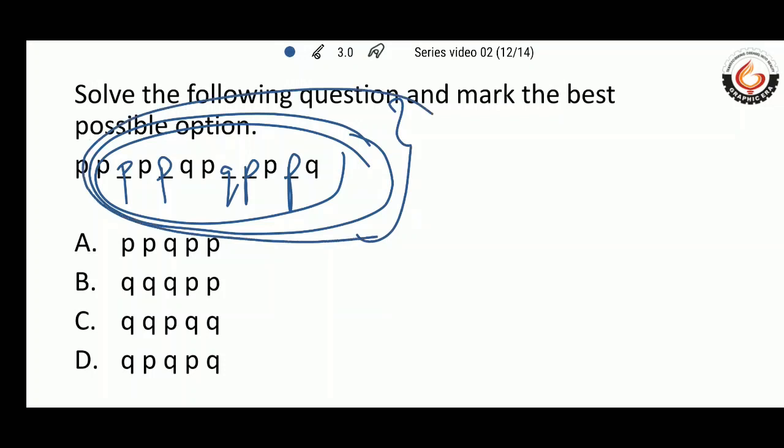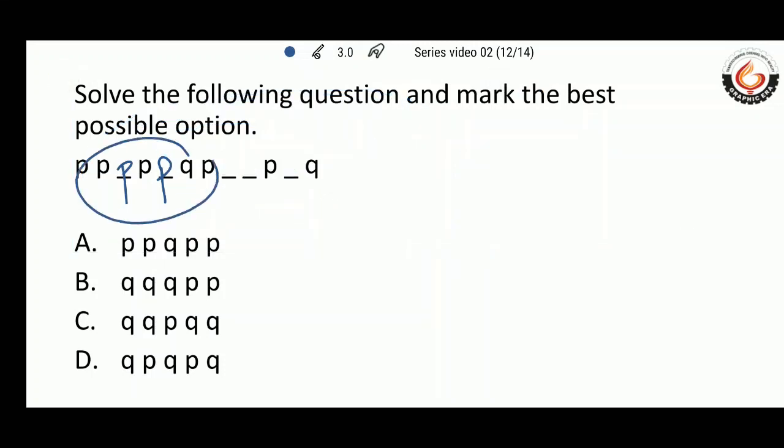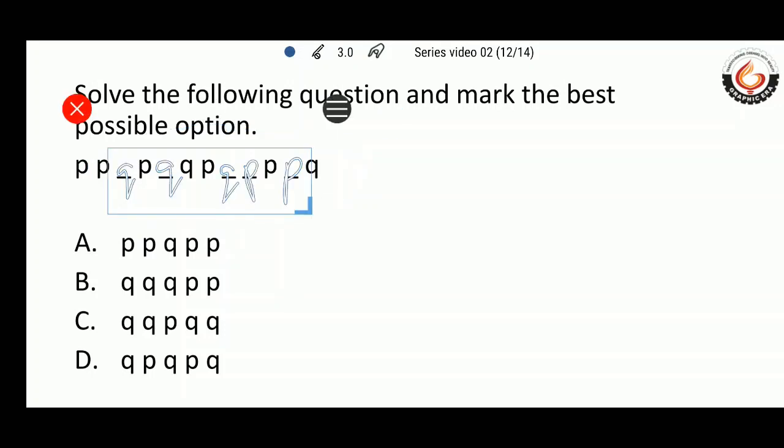Now we'll be checking the second option. The second option says Q, Q, Q, P, P. Now PPQ, PQQ, PQ, PP, PQ. Again there is no pattern being formed. Let's jump on to the third one.